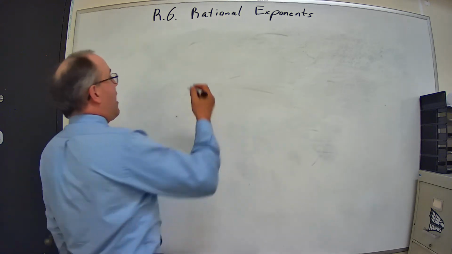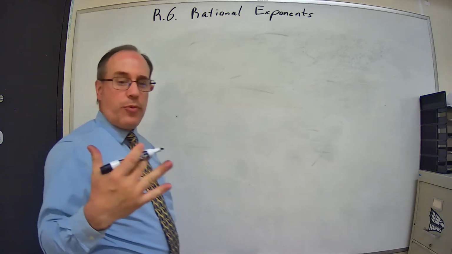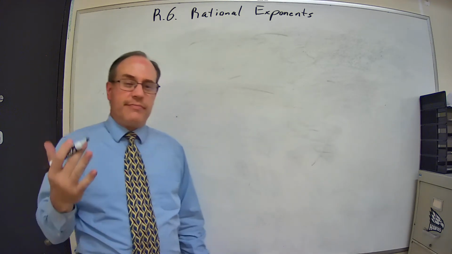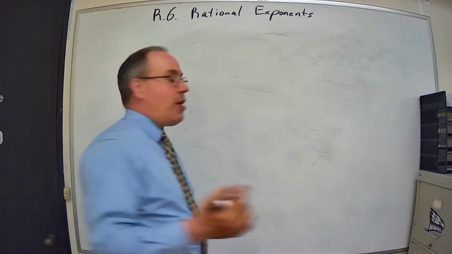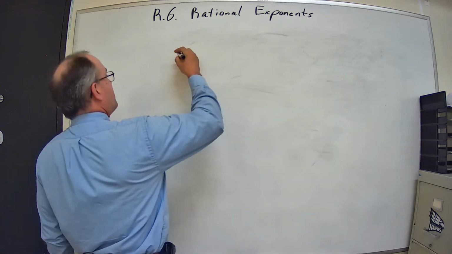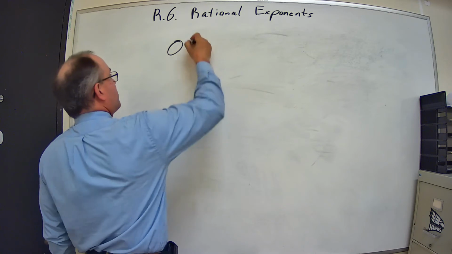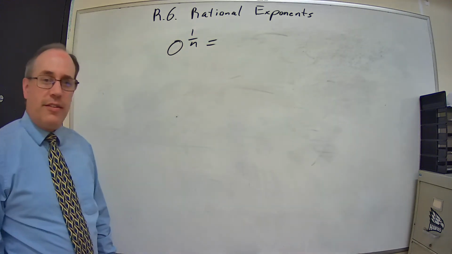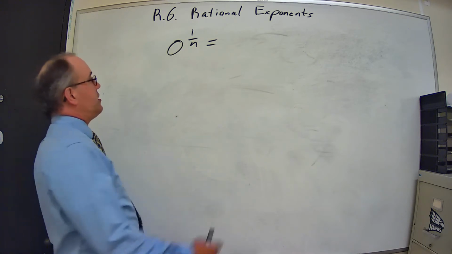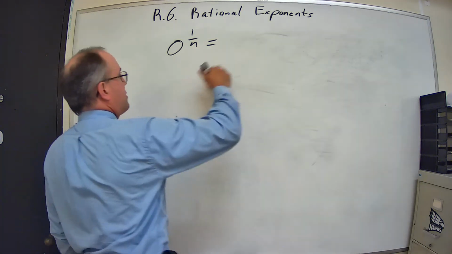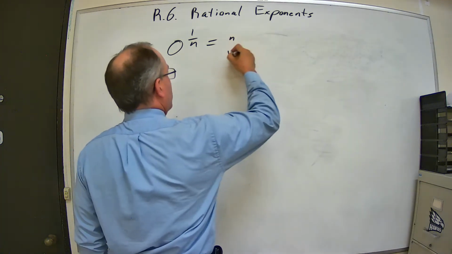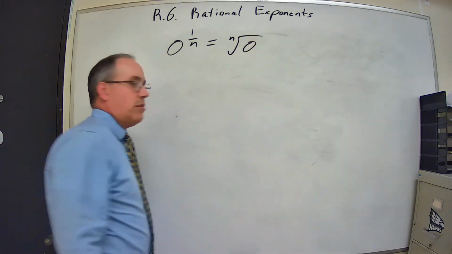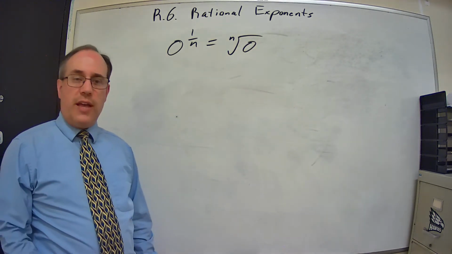Well, what if you have, I don't know, let's come up with something good. How about 0 to the 1 over n? Well, what is that? Well, 1 over n, that means it's the nth root of 0. Well, what's the nth root of 0?